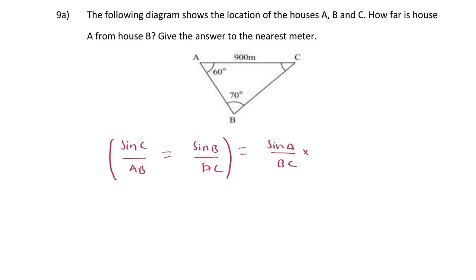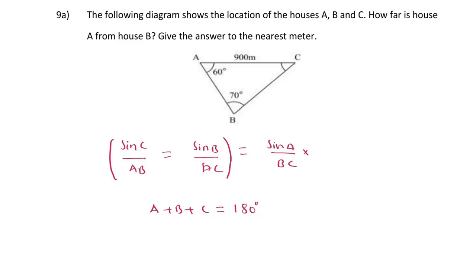Okay, so now let us find the value of angle C so that we can determine the value of sine C. Okay, so from our triangle, we know that angle A plus B plus C is going to give us 180 degrees.